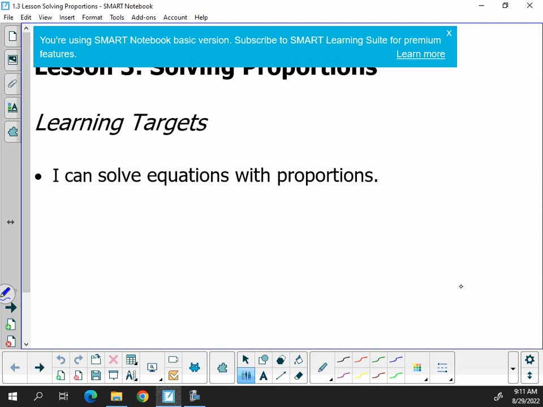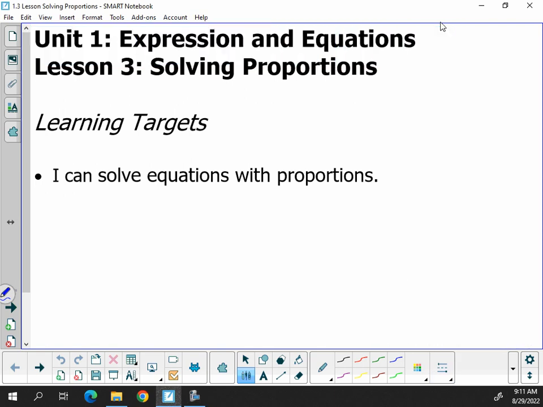Hey everybody, today we are going to continue talking about solving equations, and this time we're going to solve equations that are proportions. And all that really means is that on both sides of these equations, or even on one side, we are going to have fractions. No need to be scared. You can do this.